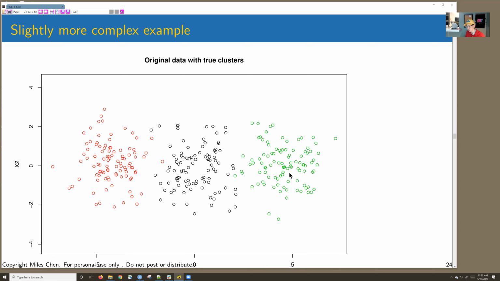Our very first step is to just do random assignments. We're going to randomly assign each data point to either cluster 1, 2, or 3. This is what we get when we randomly assign our data. So it looks like a mess, and that's fine.